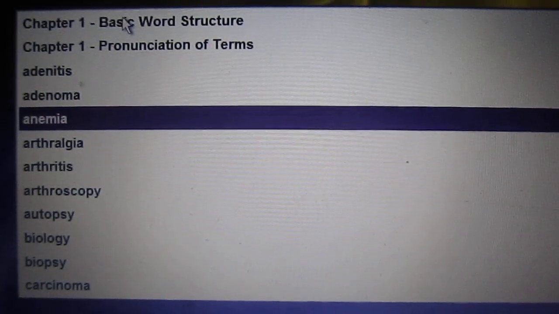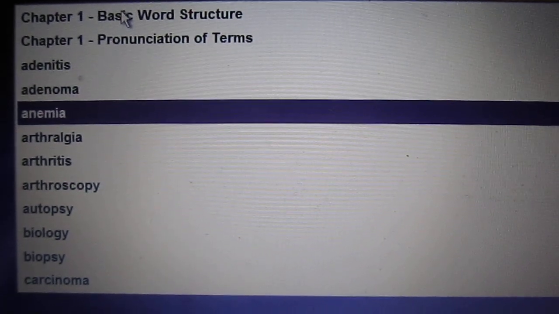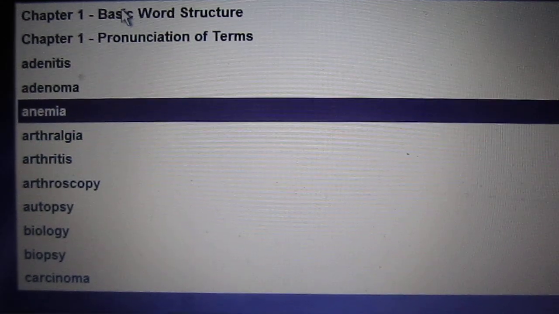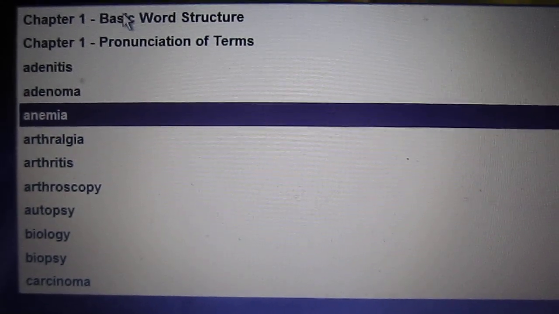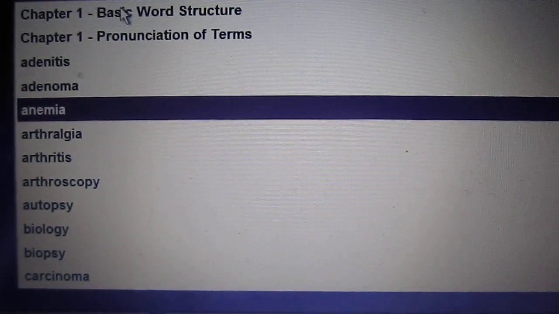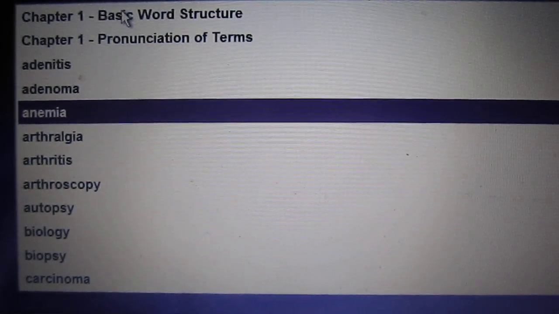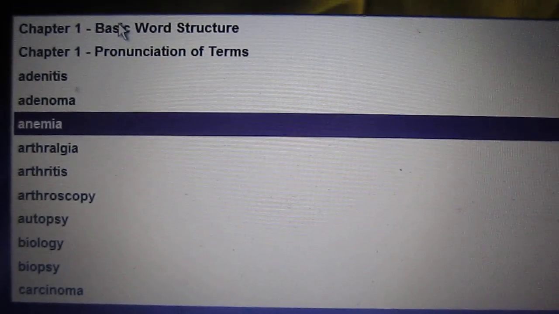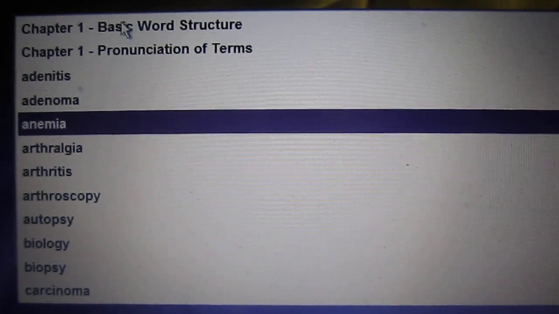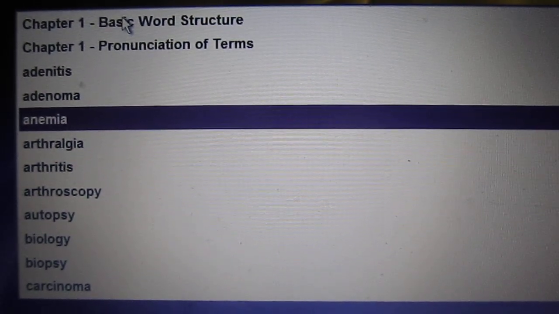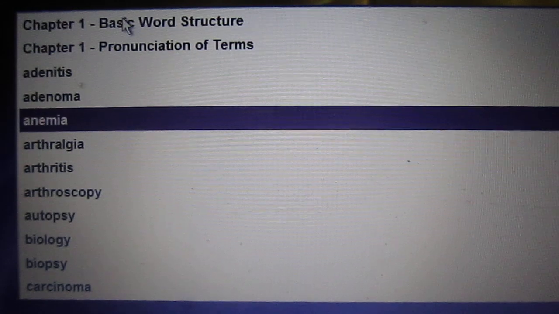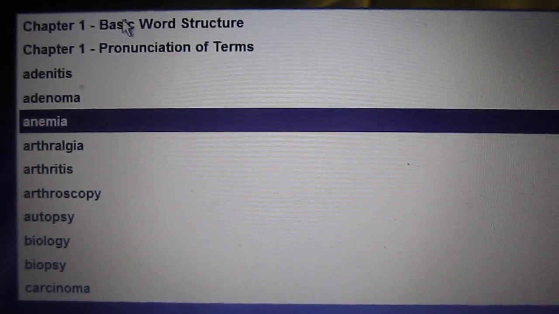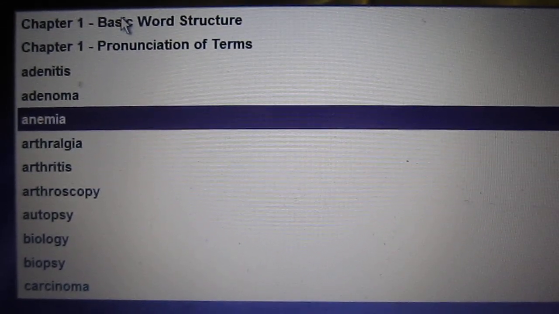Anemia. The prefix an, A-N, means no, not, or without, and emia, E-M-I-A, indicates a condition of the blood. Usually, a person suffering from anemia is pale and tired. Anemia is a deficiency of red blood cells due to decreased production or excessive loss of red blood cells.